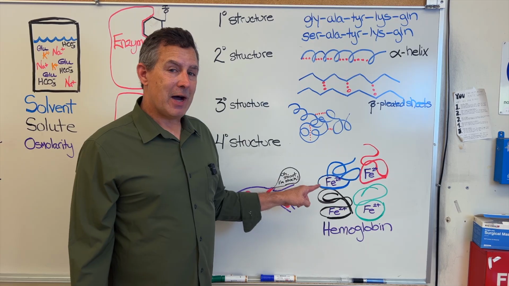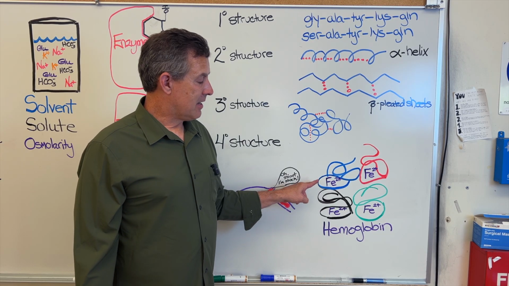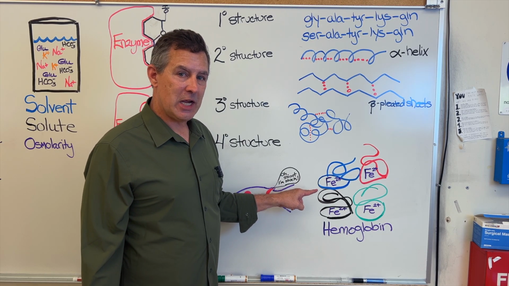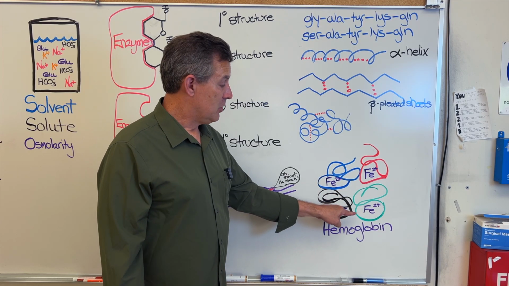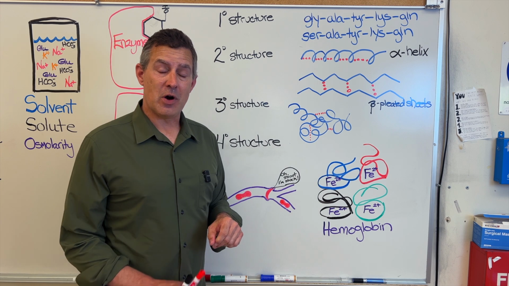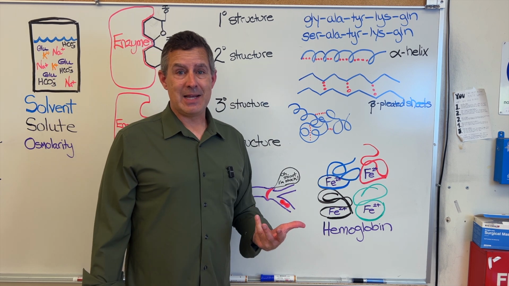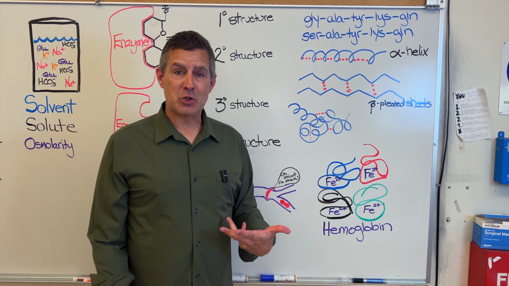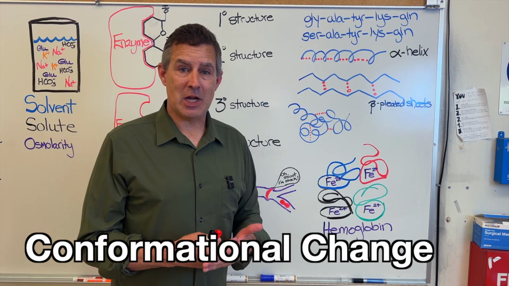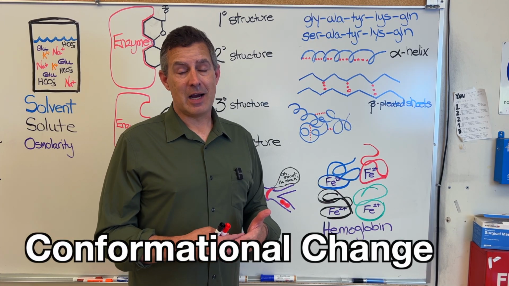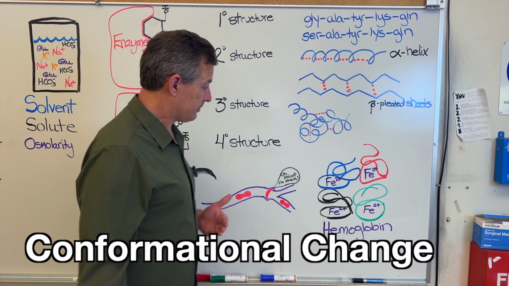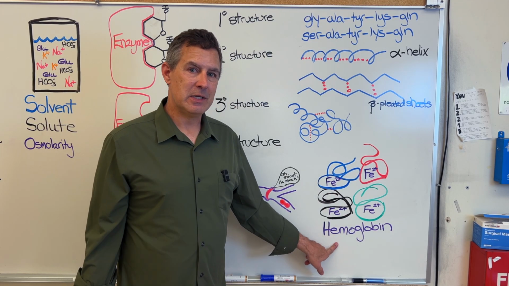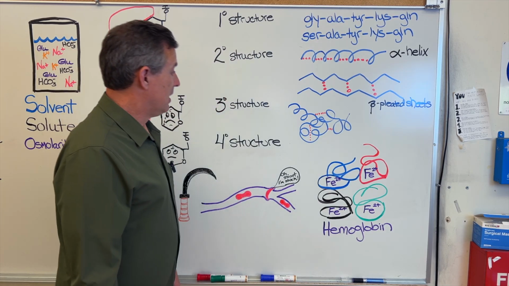When oxygen binds to the first hemoglobin, it causes a slight conformational change, allowing other oxygen molecules to bind to the other heme groups or the other iron atoms. My point in saying that is that, once again, conformational changes are intended changes in shape of a protein, not to be confused with when a protein denatures. So once again, hemoglobin delivers oxygen.